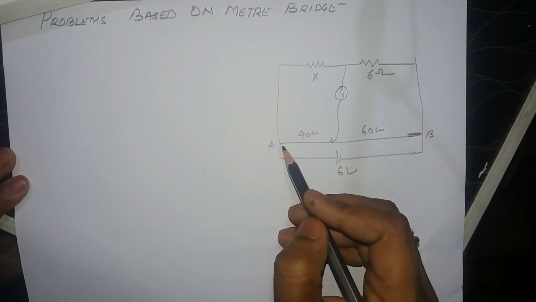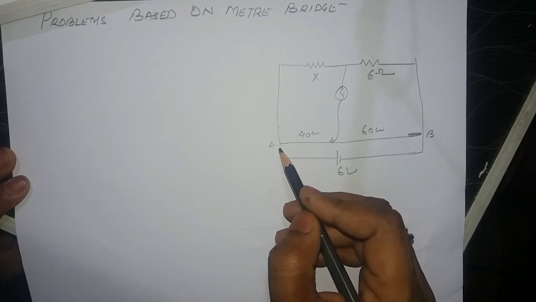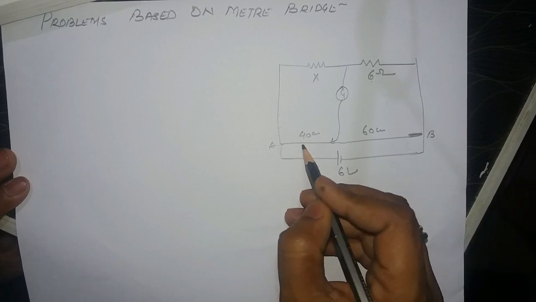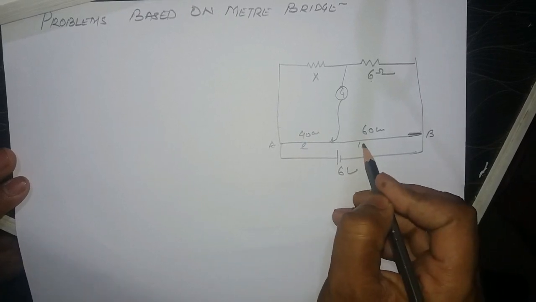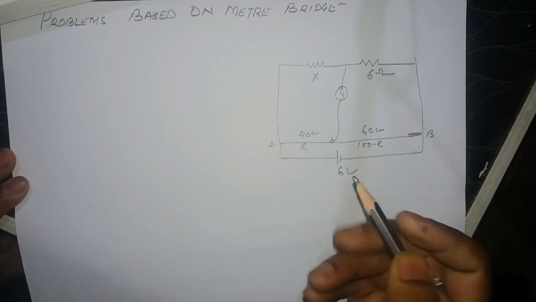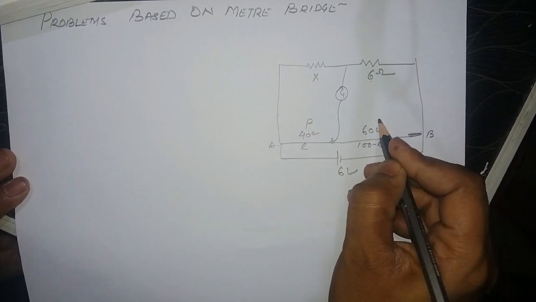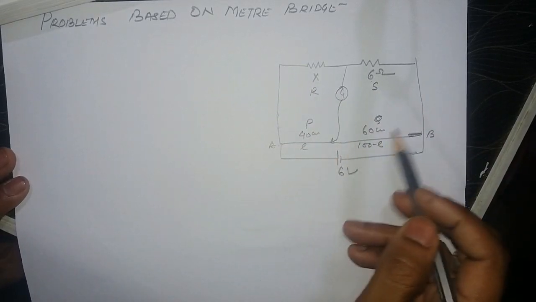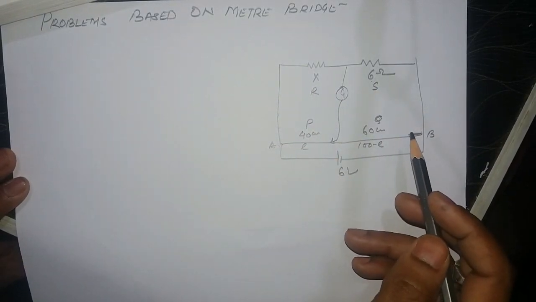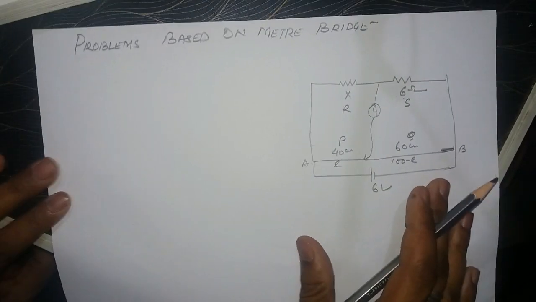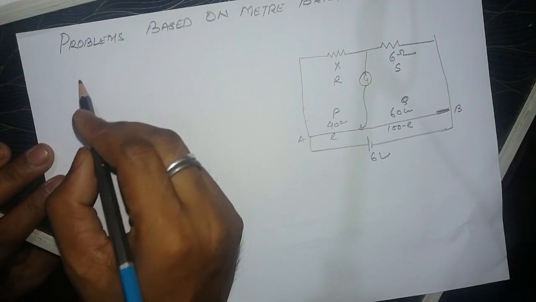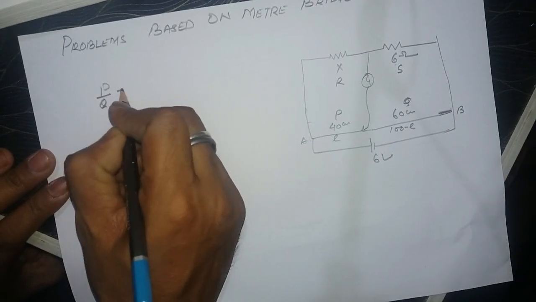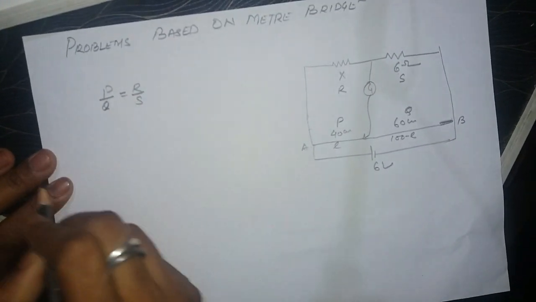First of all, you have to choose the point from which measurement will take place. So whenever we take a measurement, we will take it from point A. This is L and this is 100 minus L, and this is P, this is Q, this is R, this is S. This is a Wheatstone bridge and it is in balanced condition. Clear? Now when it is in balanced condition, then P upon Q equal to R upon S.